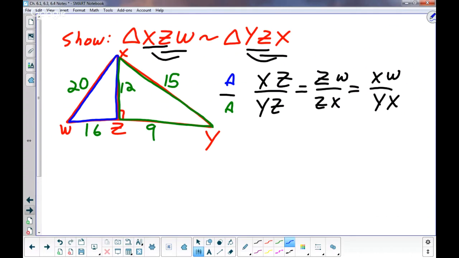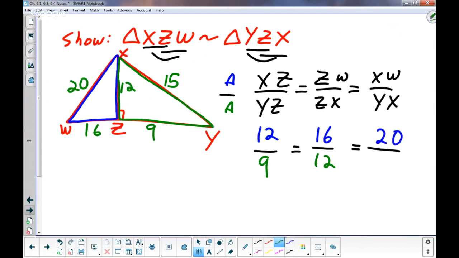So let's think about this. XZ on the blue triangle is 12 versus YZ on the green triangle. YZ on that one is 9. Go with ZW. ZW on the blue triangle is 16, whereas ZX on the green triangle is 12. And then we go back to the blue triangle. We say XW is 20, and then XY is 15.